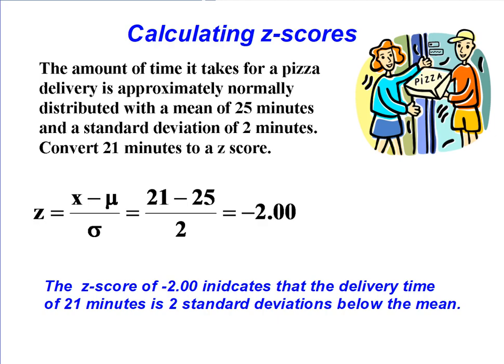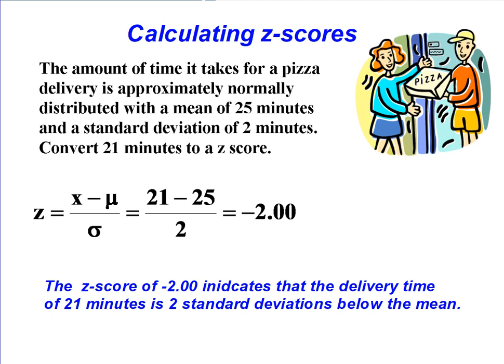But let's use this pizza delivery guy as an example. Let's say the amount of time it takes for a pizza delivery is approximately normally distributed with 25 as your mean and standard deviation of 2. We're going to convert 21 into a z-score. So 21 minus 25 divided by 2 works out to be -2. Now the z-score of -2 means that the 21 value is 2 standard deviations away from the mean, but in the left direction, or below the mean, because of that negative value.